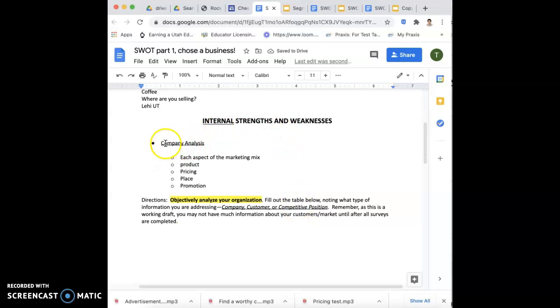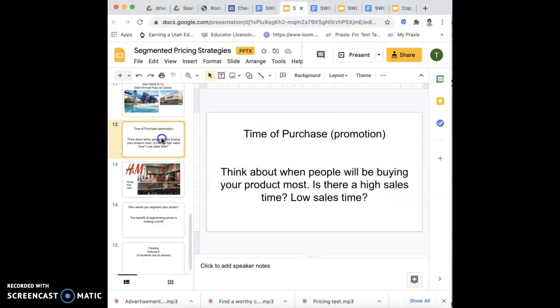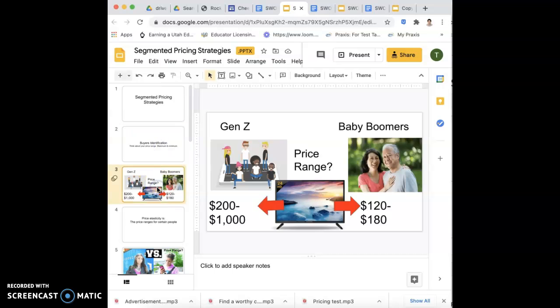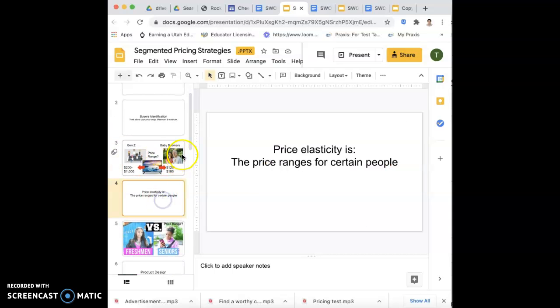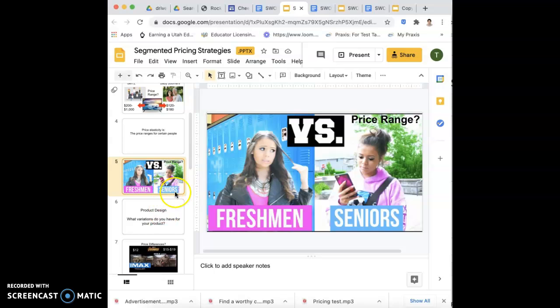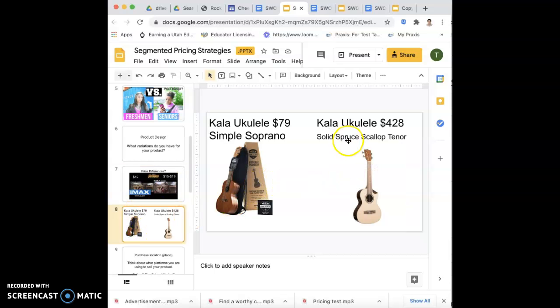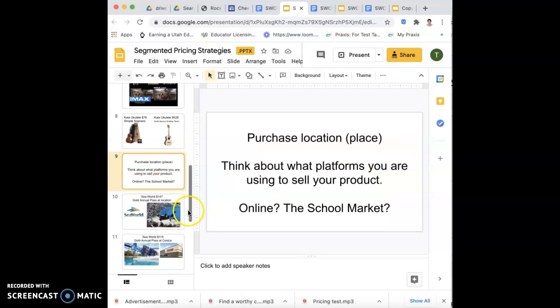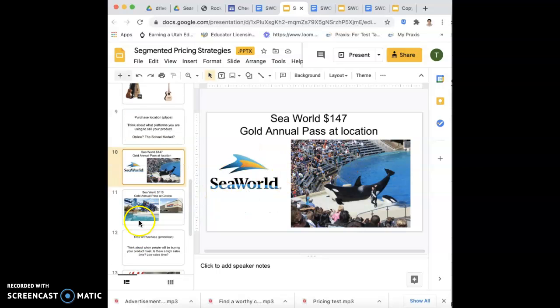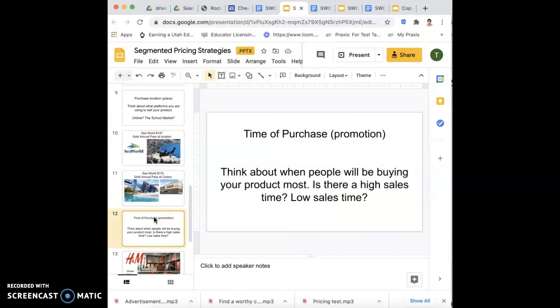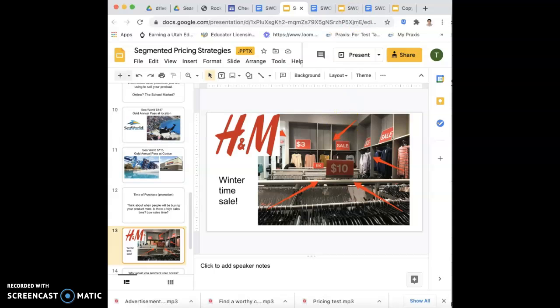So we talked about the 4 P's: product, pricing, place, promotion. And if you remember correctly, we talked about all these in this PowerPoint. Look at the price elasticity, okay? People of different ages will buy at different prices. Product design, either you want an expensive ukulele or a very cheap ukulele. Purchase location. We talked about all this stuff. And the 4th P is time of purchase, like a winter sale, something like that.